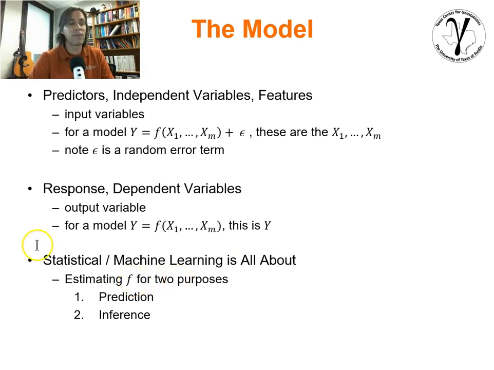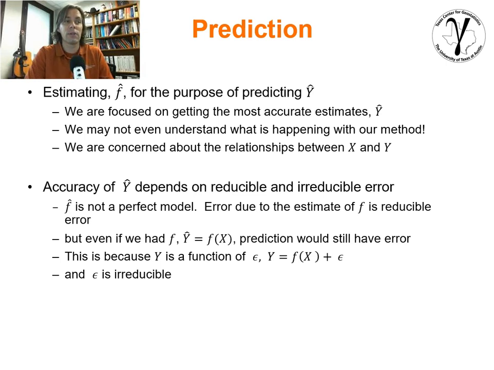There are two purposes for that: prediction and inference. So let's talk about what prediction is. Prediction is estimating that function. We put a hat on that function because it's an estimate. We don't know the exact function; that would be kind of arrogant. We'll just admit that it's an estimate, and it's for the purpose of making estimates of y. That's y hat, because it's an estimate.